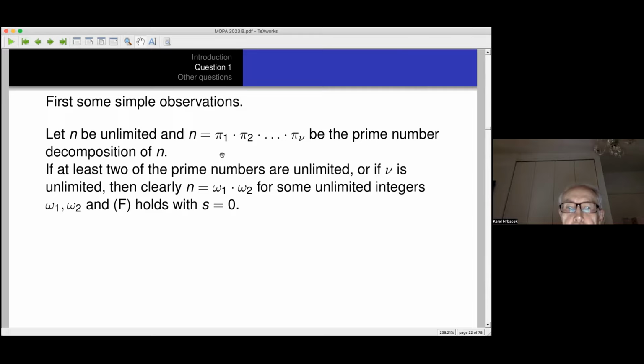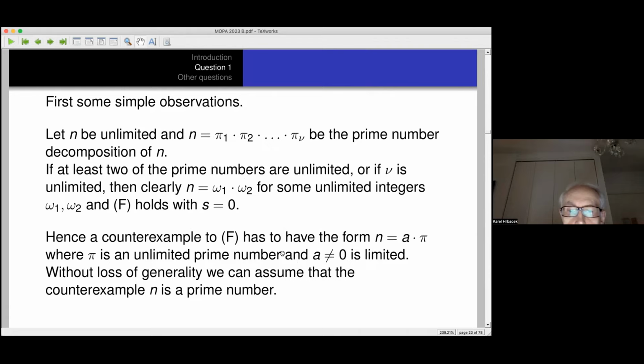Similarly, if among these prime factors there are two that are unlimited, let's say pi 1 and pi 2, well, we let omega 1 equal pi 1 and omega 2 the product of the rest, and again we are done with s equals 0. So what remains, the possible counterexample, has to have the form of some limited number of limited factors, which we can multiply out and get a limited number, times one unlimited prime. Here we go. A counterexample has to be of the form a times pi, where pi is an unlimited prime and a is limited.